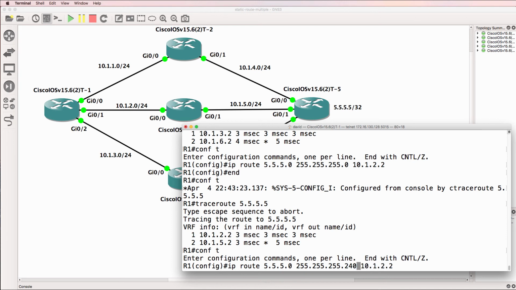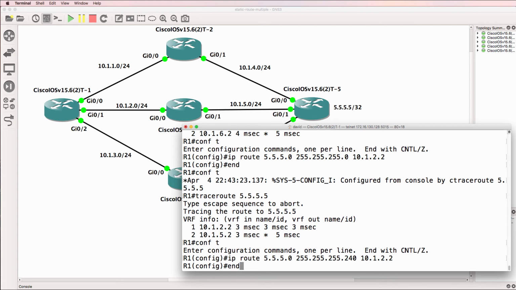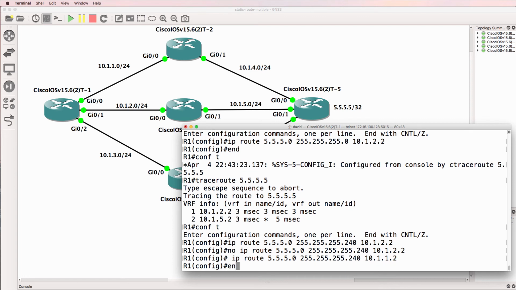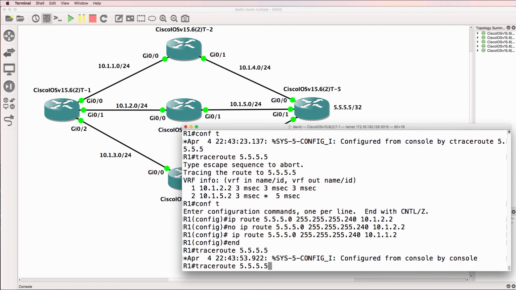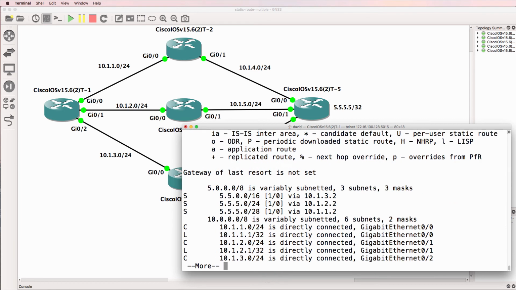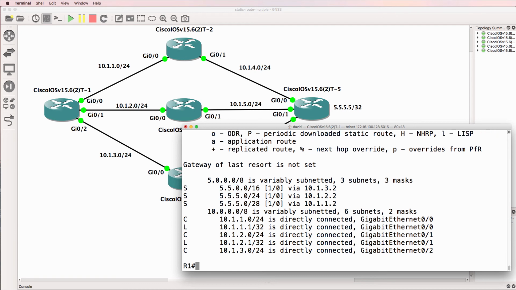And if I use a more specific route such as this, going via router 2 rather, notice the traffic goes via router 2. Show IP route shows us those routes. A /28 route is more specific than a /24 route, which is more specific than a /16 route. So remember, with static routes, and this applies to other routing protocols as well, more specific matches win.